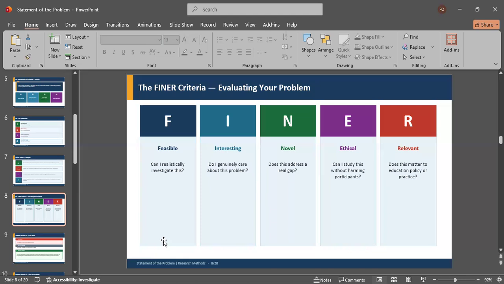Then R, relevant. Does this matter to educational policy or practice? If it's not going to matter at the end of the day, then why do the research? Like I said, this is just a framework to follow up if you actually have done a nice job in your statement or not. But don't forget, don't mix it up. The ISIG model is how to write your statement. The FINER model is how to know if your statement of the problem is properly done.